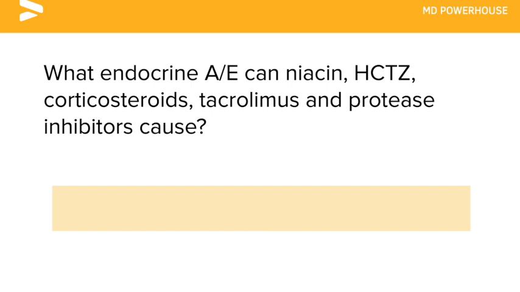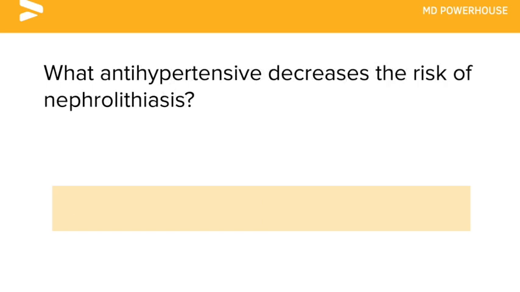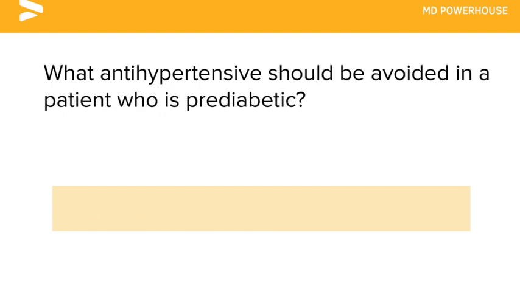Hyperglycemia. What hypertensive decreases the risk of nephrolithiasis? Thiazides. What antihypertensive should be avoided in a patient who is pre-diabetic? Thiazides. So as you can see here, I'm really trying to emphasize the importance of knowing and mastering antihypertensive medications and knowing that if a patient is on an antihypertensive, you can then find out any possible side effects or adverse effects that may result due to them taking this medication.